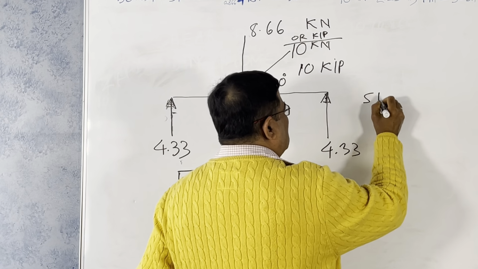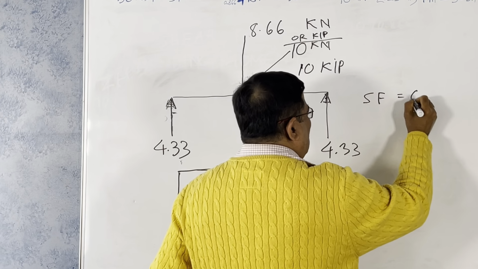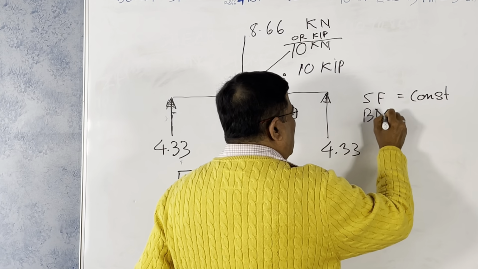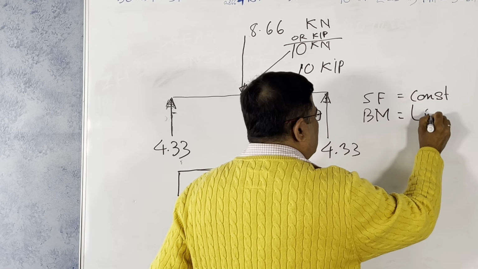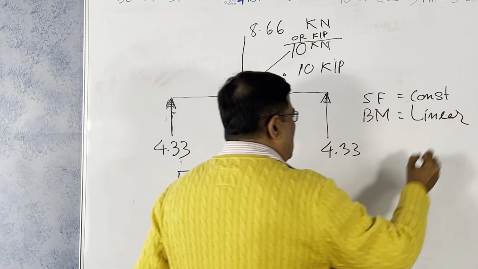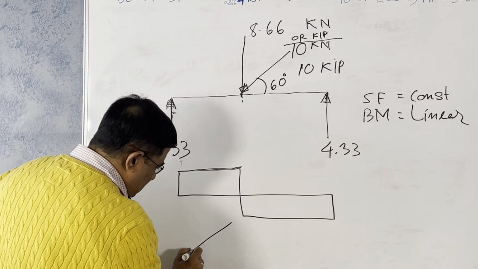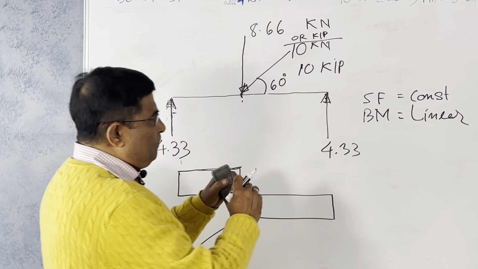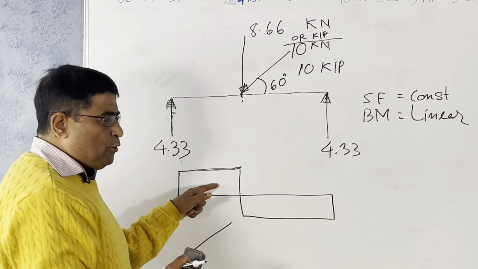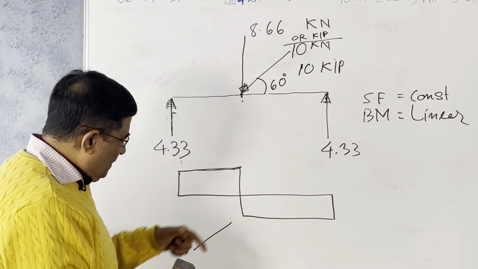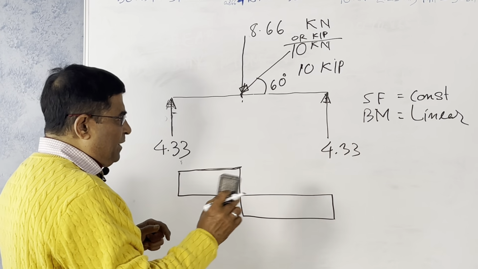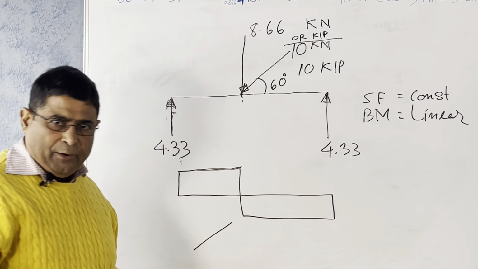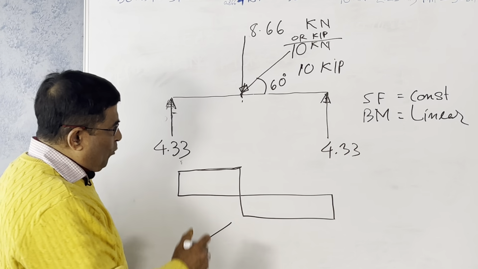Shear force is constant, bending moment is linear. Linear means it follows like this, linear. When the shear force value is 0, nothing there, I will explain that with a different example, the bending moment is constant at that point.